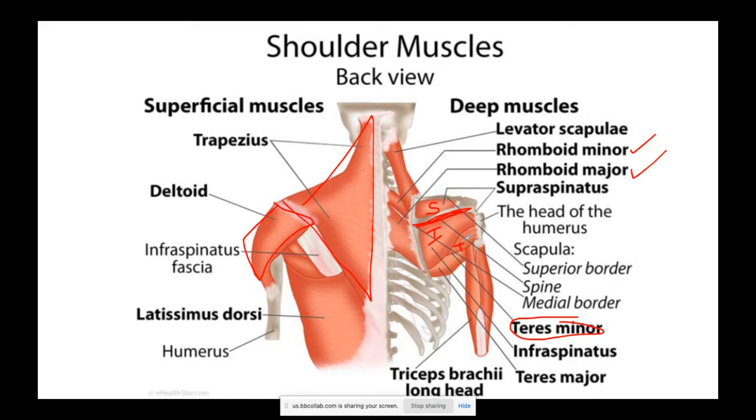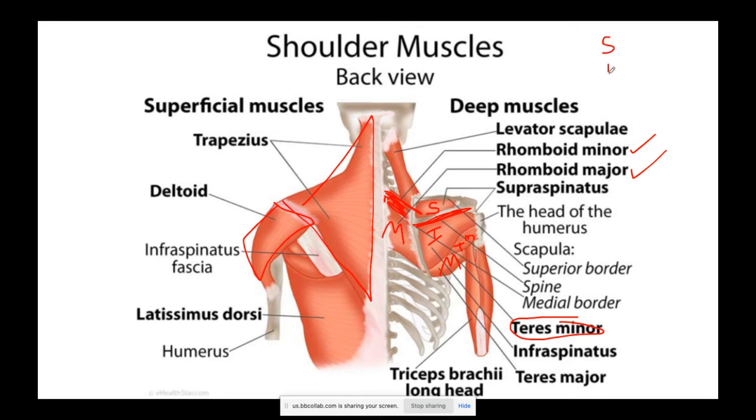Teres minor, minors are always above majors, right? If you look at the rhomboids, here's rhomboid minor, I'll use a lowercase m. Here's rhomboid major, capital M. Look at the teres. Here's teres minor, small m. Here's teres major, big M. So the minors are always above the majors. The rhomboids go from the spine to the scapula. The teres go from the scapula to the humerus. Okay, and teres minor and teres major are antagonistic to one another. Let me show you what their actions are.